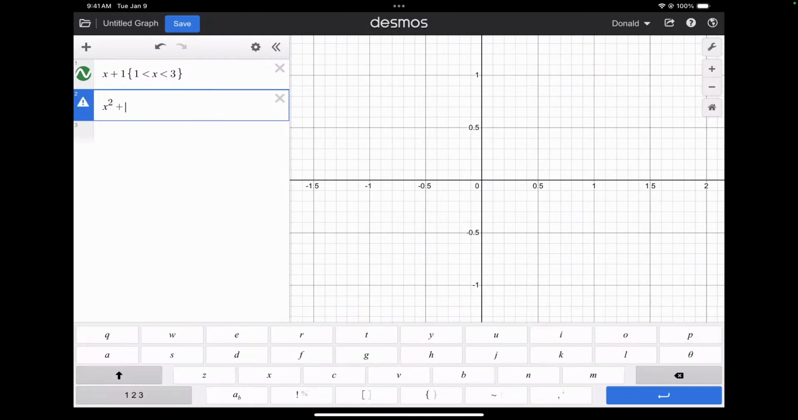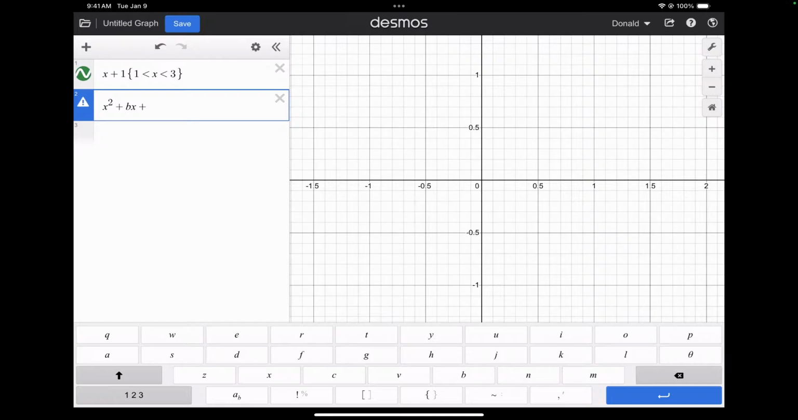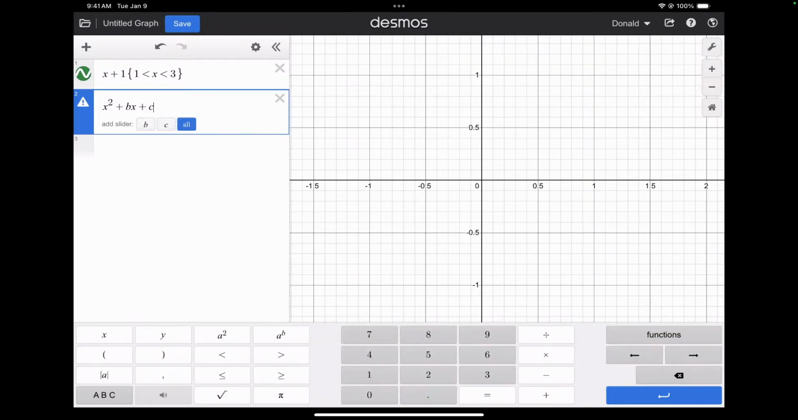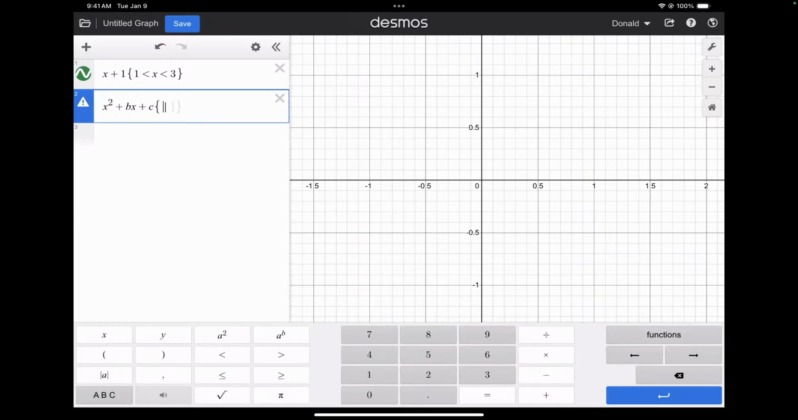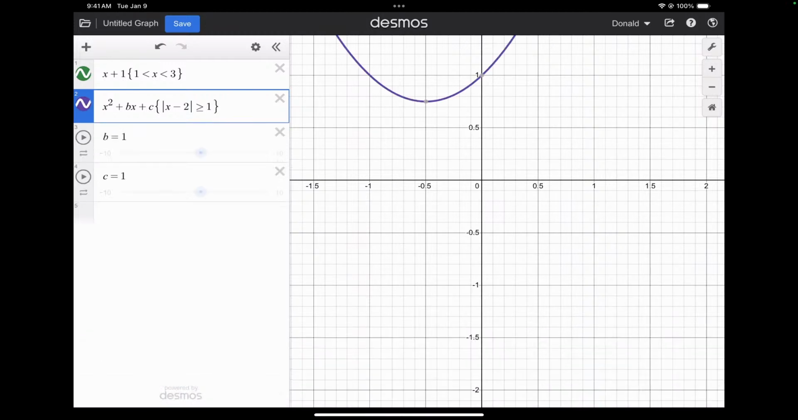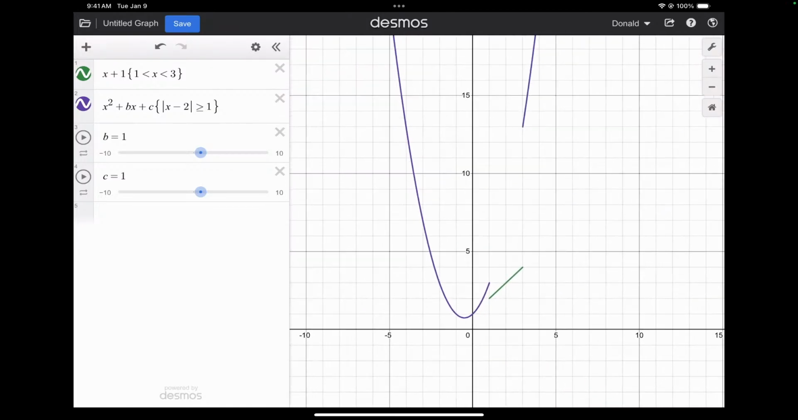Plus bx, so bx plus c, so plus c, and this is absolute value. The restriction is absolute value of x minus 2, so x minus 2, and greater than 1, and you're gonna add a slider, so there's a lot going on here. Do you see there's a blue line, and I can play it.